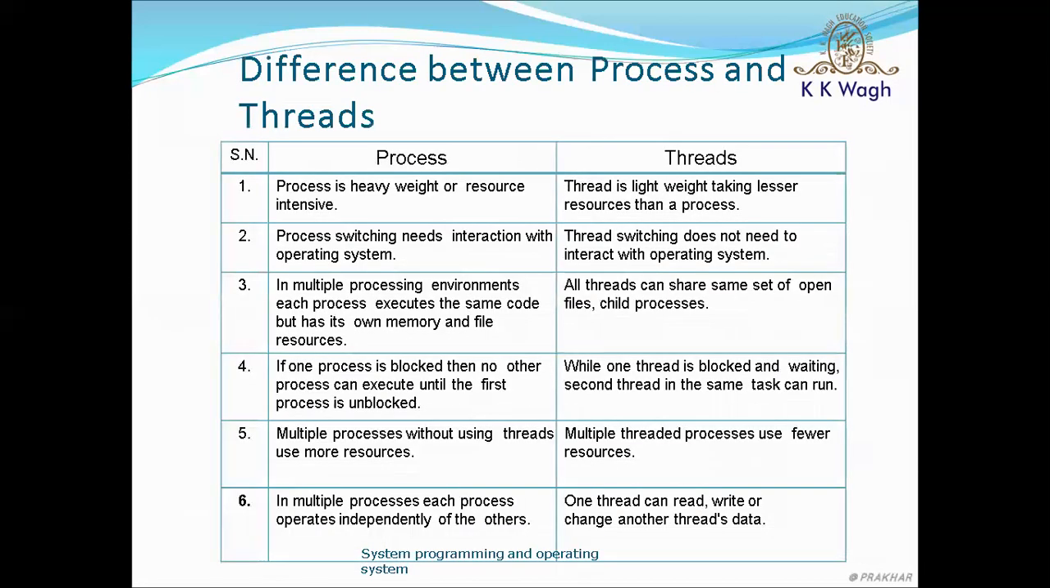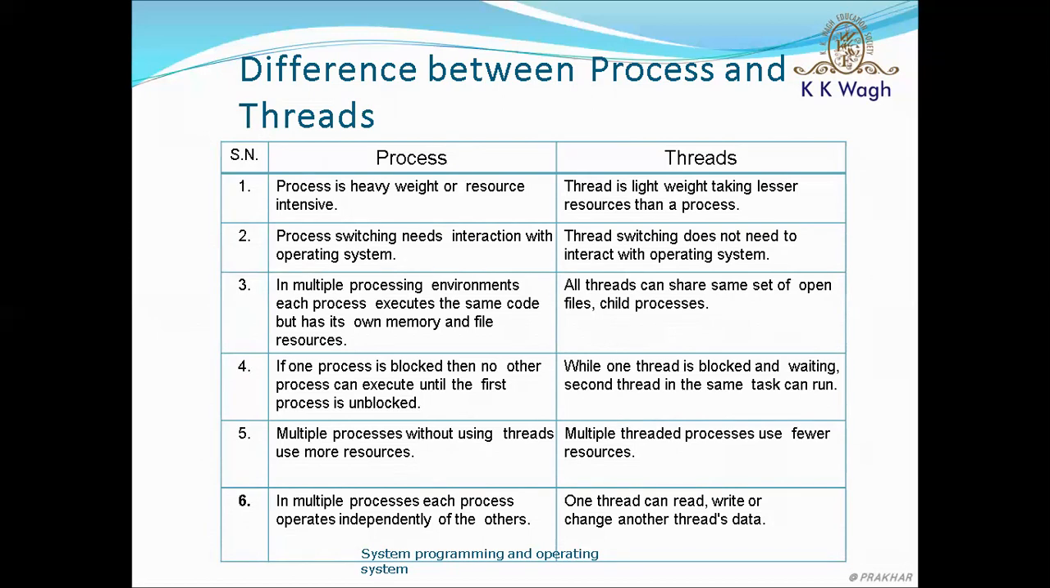Here is the difference between process and threads. A process is heavyweight or resource intensive. A thread is lightweight, taking fewer resources than a process. Process switching needs interaction with the operating system, while thread switching does not. In a multiple processing environment, each process executes the same code but has its own memory and file resources. In the case of threads, all threads can share the same set of open files and child processes.